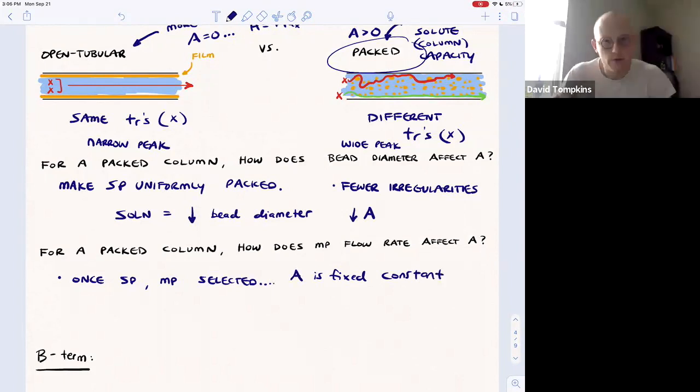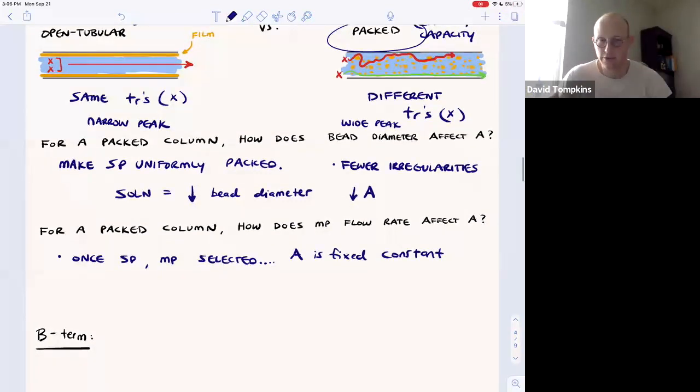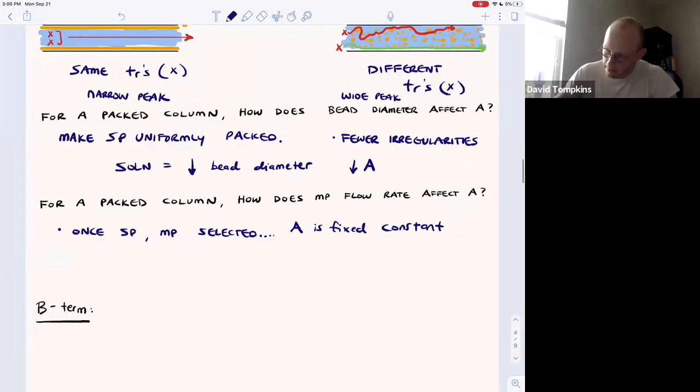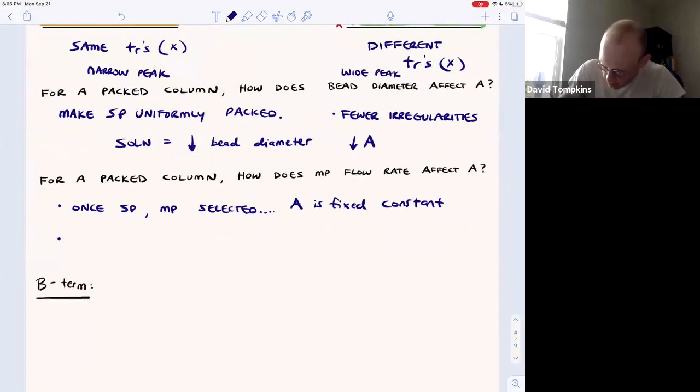In other words, once that stationary phase bead diameter is chosen, there's no way of getting around the uniformity of that specific bead diameter. If you were trying to make a more uniform packed column, you would have to purchase a bead of a smaller size and pack it very carefully. So what that means is this is the A term, or the only term in the Van Deemter equation, which is mobile phase flow rate independent.